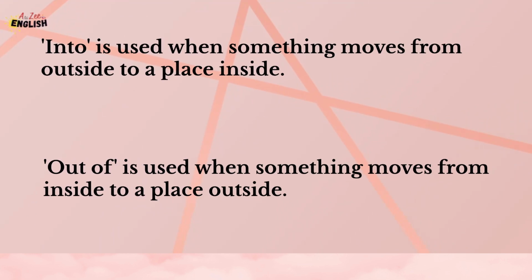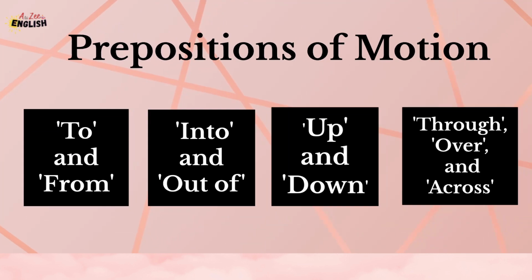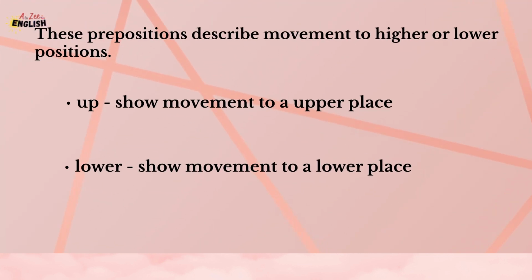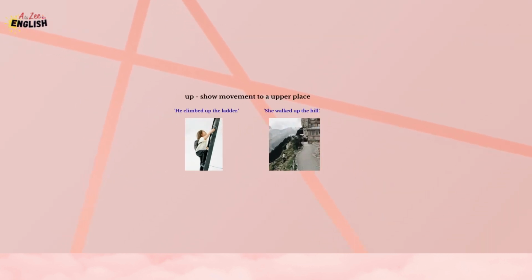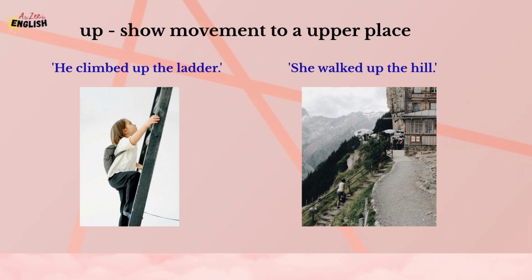in daily conversations. Next one is up and down. Up and down, these prepositions describe movement to higher or lower positions. First is up. He climbed up the ladder. Here the preposition up indicates the direction of movement from a lower position to a higher position. It specifies that the person ascended or moved vertically along the ladder, starting from a lower point and progressing upward.